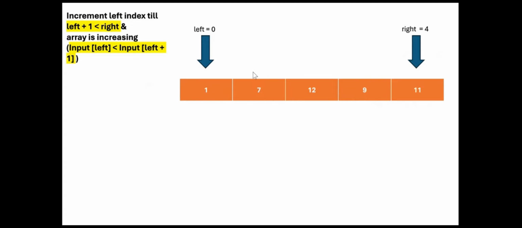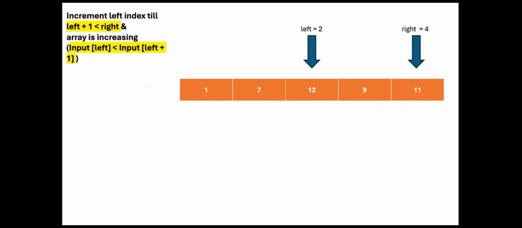7 is greater than 1. So increment it, keep incrementing it till we encounter that 9 is not greater than 12. So why are we doing this? Because from the beginning we are trying to reach the point where the array is in an already increasing sequence.